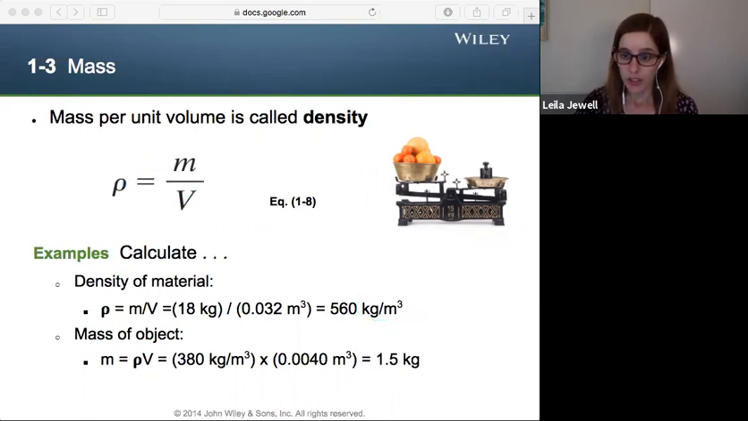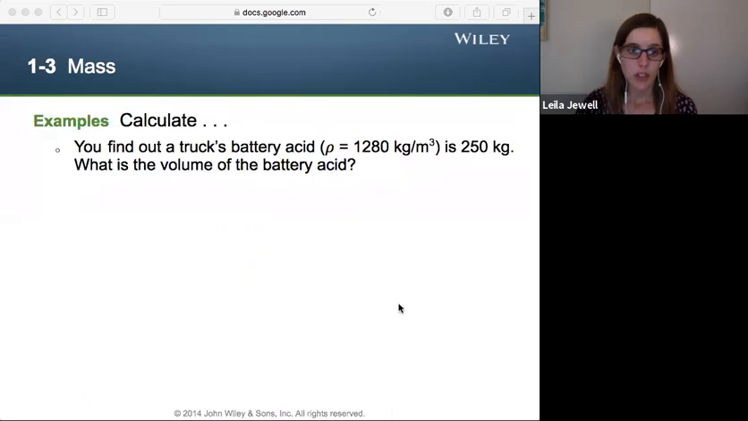And finally, we could look at an example where you find out a truck's battery acid with 1280 kilograms per meters cubed is 250 kilograms. What is the volume of the battery acid, right? Well, first off, we note that it gives us density. We have a clue based upon the unit, but they also even show us the symbol for density. So that's really cool. Then we have this 250 kilograms.